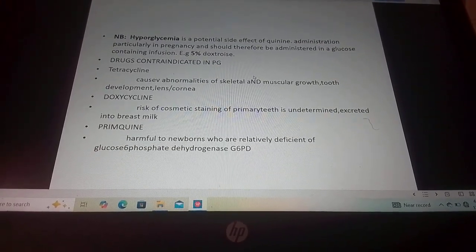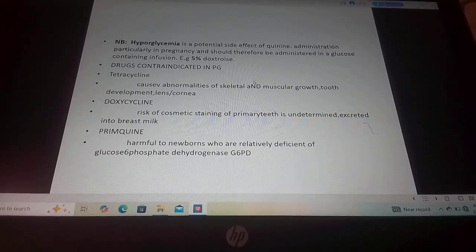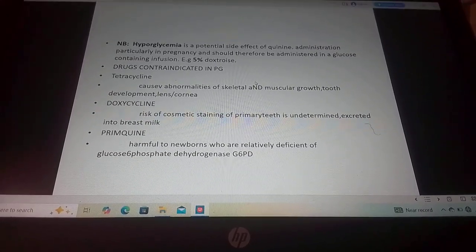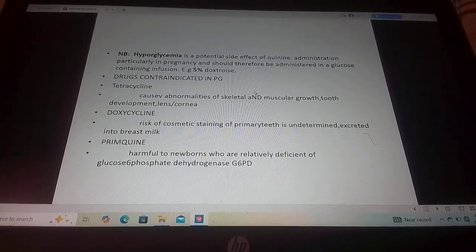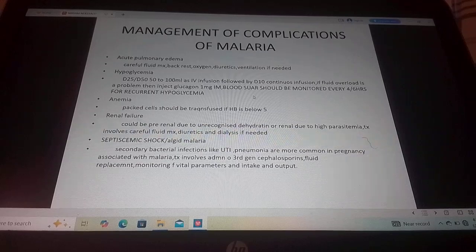Primaquine is another one. It's harmful to newborns who are relatively deficient of glucose-6-phosphate dehydrogenase, that is G6PD. Remember that one. Don't give those drugs.